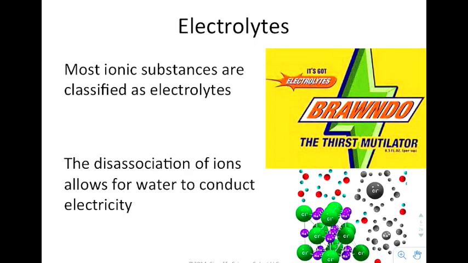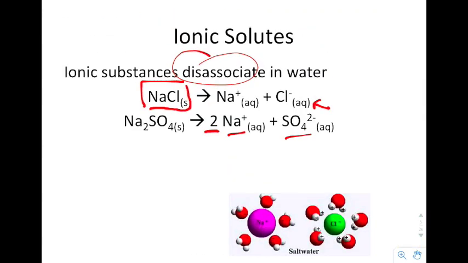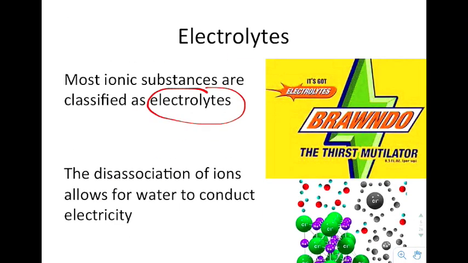Now, this dissociation leads us to classify ionic substances as electrolytes. Electrolytes are called electrolytes because they dissociate, and that dissociation allows them to conduct electricity. So if you were to run an electrical current, the fact that you have ions here will allow electricity to flow freely through that particular substance, whereas with traditional water it would not.